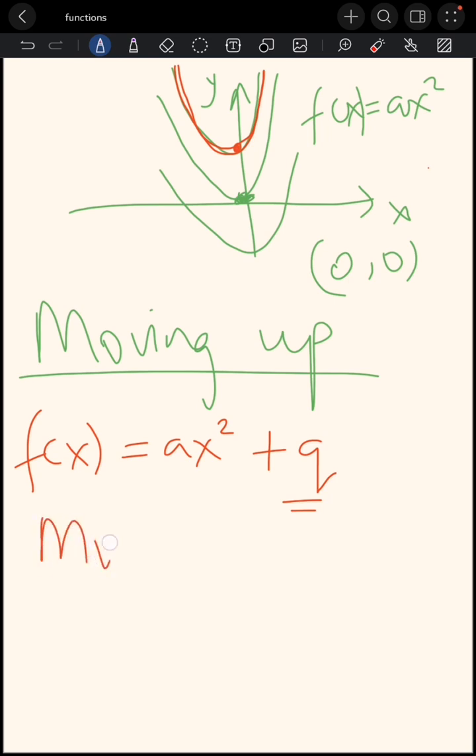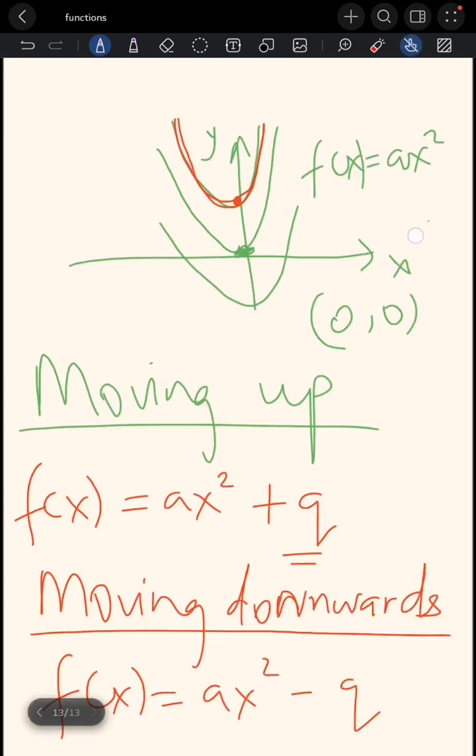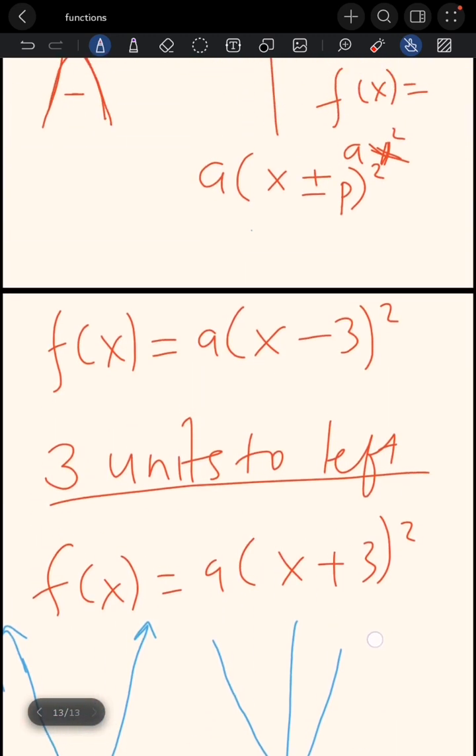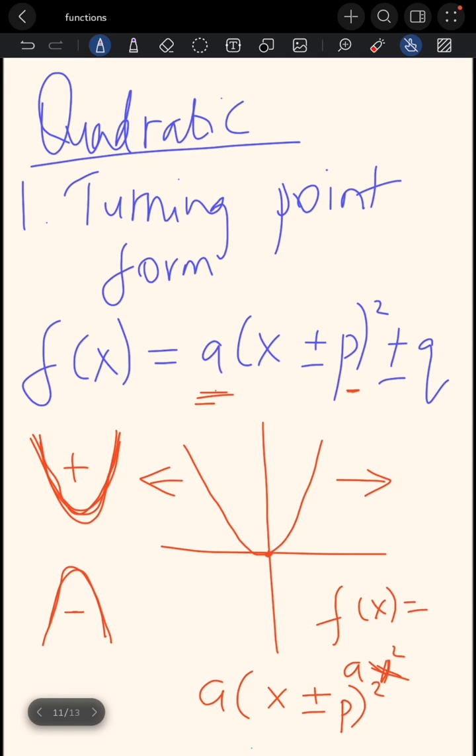And the same applies when we're moving downwards. If we move it downwards, our equation is going to be f of x is equal to ax squared minus q. If we move it downward, it's going to be a minus. All right, now let's come back to the equation that we spoke about here, which is the turning point equation.